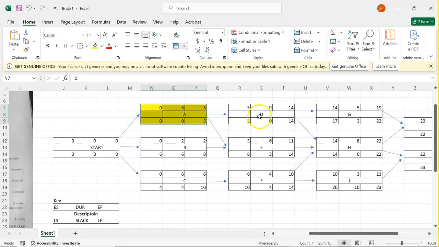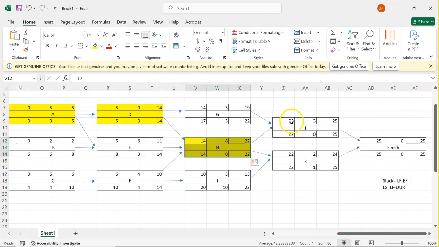We have D, there is 0, it's on the critical path. We have H, it's on the critical path. We also have J, it's on the critical path. When you look at the projects, they are finishing at J. That is the finish for the project, because the numbers on J are the same as in finish, because it's finishing at 25. So the length is 25.